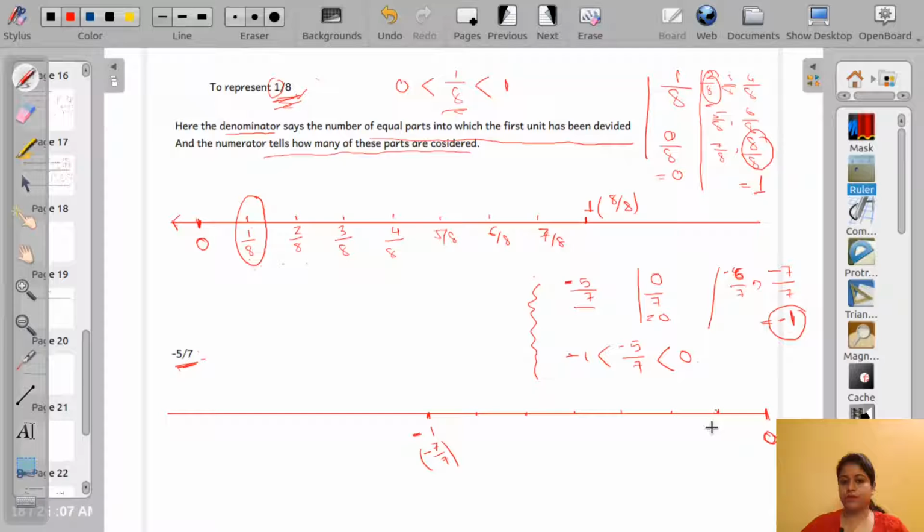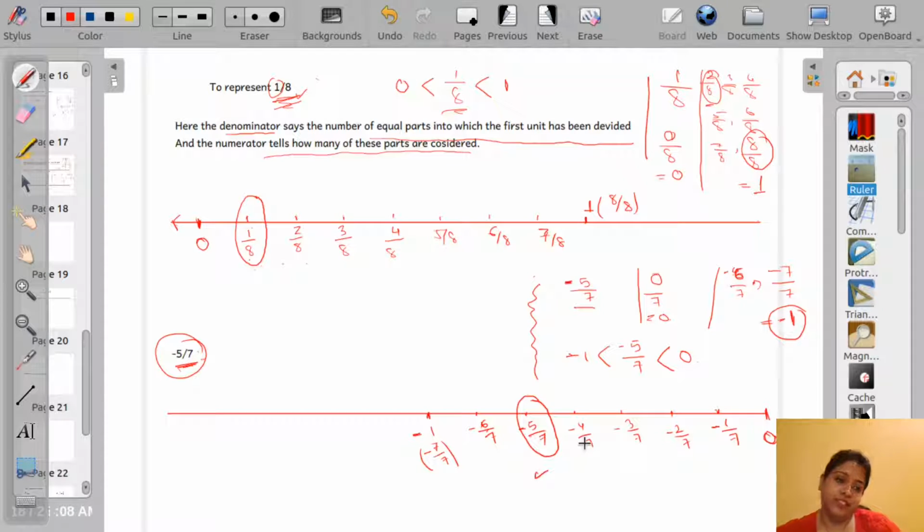Okay. So this will be minus 1 by 7 and this one is minus 2 by 7. Similarly minus 3 by 7, minus 4 by 7, minus 5 by 7 and minus 6 by 7. Okay. So we have to represent minus 5 by 7. So we will make a circle over here. Minus 5 by 7. So it is a very easy process to represent a rational number on the number line. Now let us move to the next question.